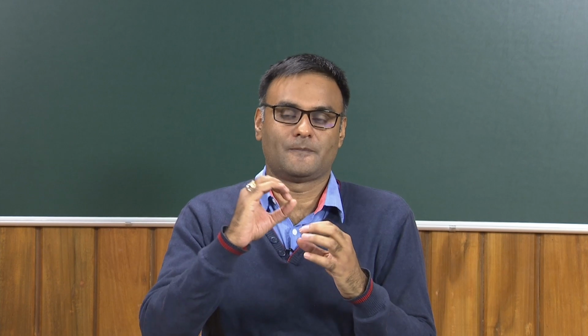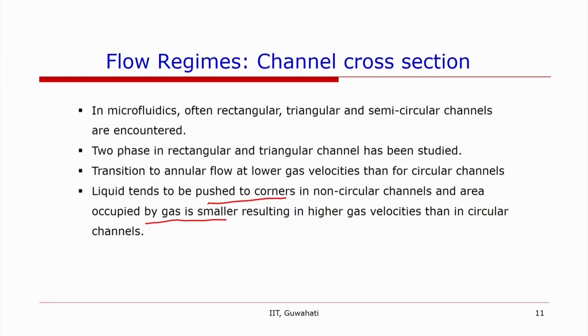So, the gas velocity, because the area available for the gas, for example in annular flow, the gas velocity becomes higher. So, this results in higher gas velocities in non-circular channels. So, this results in the transition to annular flow occurring at lower gas velocities.